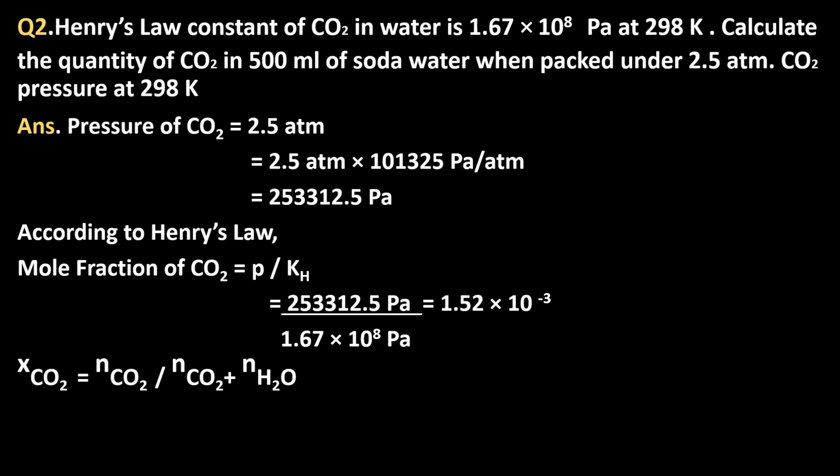Now, in order to calculate the amount of carbon dioxide, we have to calculate the mole fraction of carbon dioxide. Mole fraction of carbon dioxide is equal to number of moles of carbon dioxide divided by total number of moles. Total number of moles is number of moles of carbon dioxide plus number of moles of water. The amount of carbon dioxide, number of moles of carbon dioxide is very little, so that can be ignored. So you get it as number of moles of carbon dioxide divided by number of moles of water only, which is 55.5.